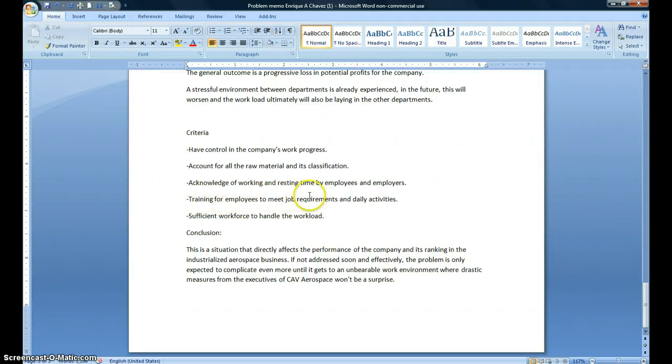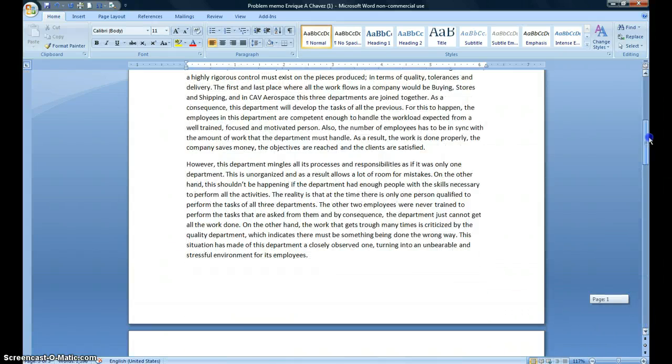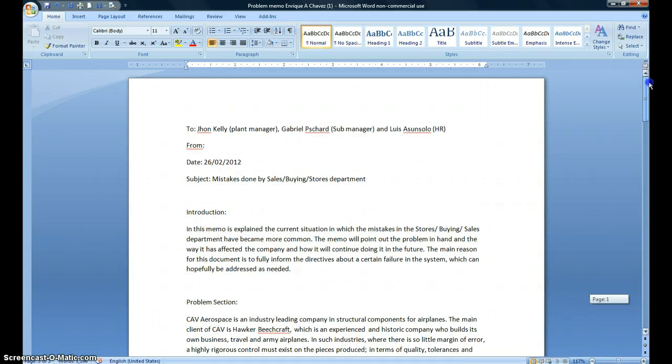Training to meet requirements. Excellent. A sufficient workforce to handle the workload. Excellent. I think these criteria are sufficient. I think they get at all of the problem. And then he has a conclusion. This problem memo, after we worked with a student to clean up ESL errors, was a very strong one. Okay, that gives you an idea, gives you 2 drafts of the problem memos.